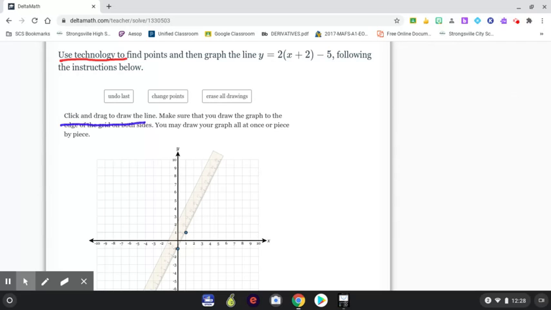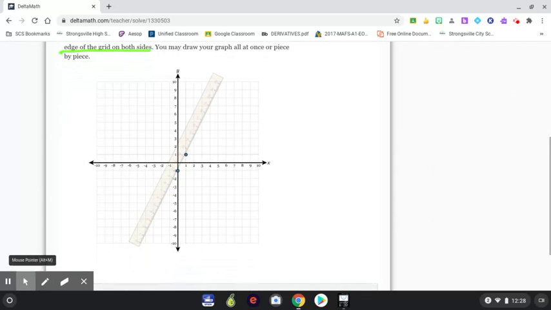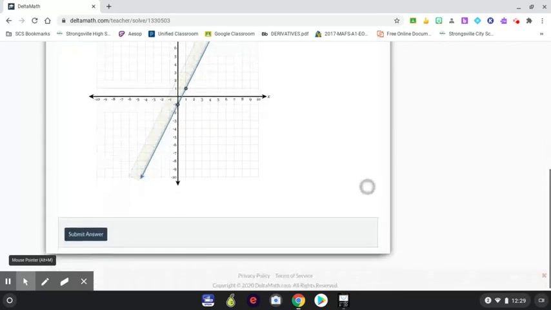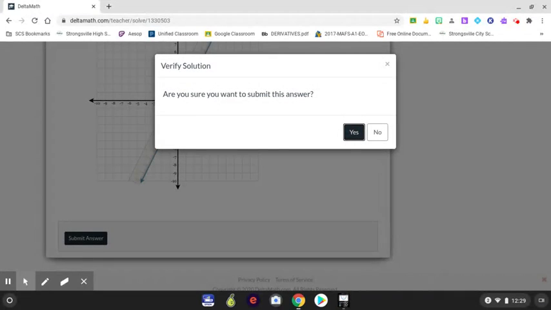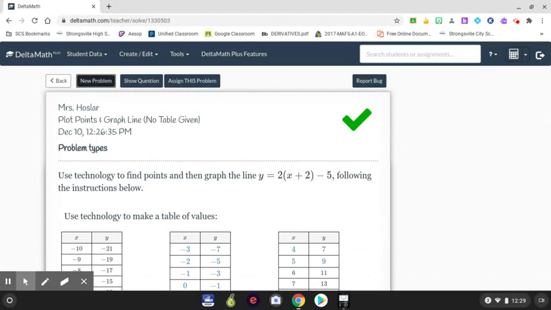And now it says click and drag to draw the line. Make sure that you draw the graph to the edge of the grid on both sides. Sorry, that was covering it up, but I want to make sure I underline this. Make sure that you draw the graph to the edge of the grid on both sides, okay? So what that means is they have this little ruler that popped up. I'm going to start down here at the bottom and trace that ruler all the way up to the top. And now that I stretched it all the way across, I'm going to hit Submit Answer. Yes, I'm sure. And I got a check mark.